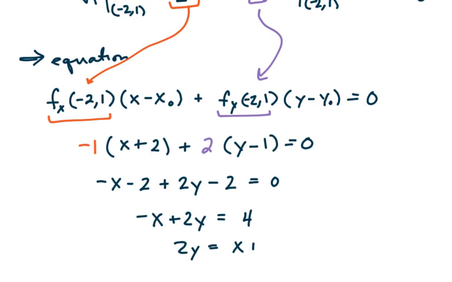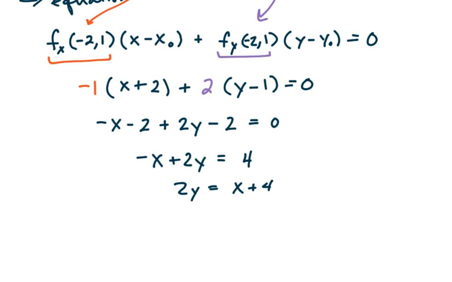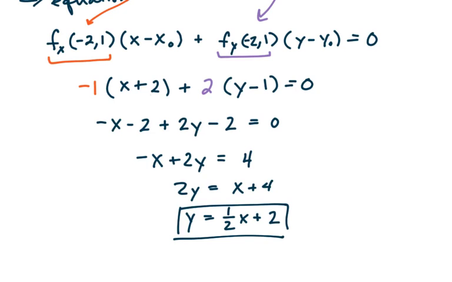2y equals x plus 4, or rather y is 1/2 x plus 2. So this is the equation of the tangent line to that level curve, which is on my surface. And I've got a picture to help you visualize, and we'll connect that tangent versus perpendicular situation.